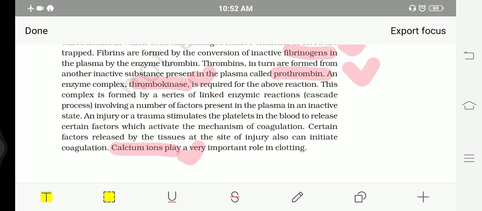Then one more component is very important, that is called blood platelets. Blood platelets release certain factors which activate the mechanism of coagulation. The blood platelets initiate the blood clotting. They are able to activate the calcium ions to clot the blood.